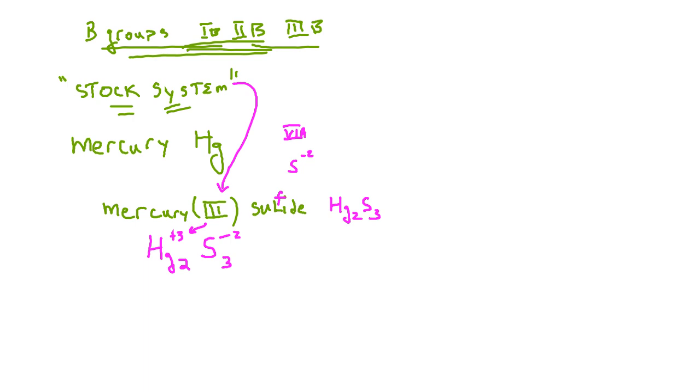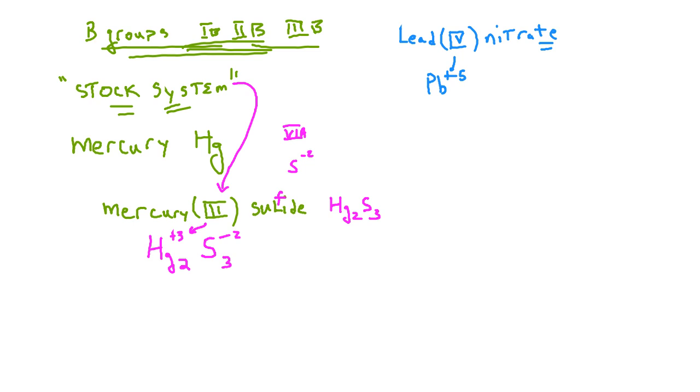Okay. Suppose I wanted lead(IV) nitrate. Okay, notice the ending. So lead(IV) means I have Pb, that's the symbol for lead, and this tells me it's +4. The Stock system is telling us what the charge is. So this is +4.